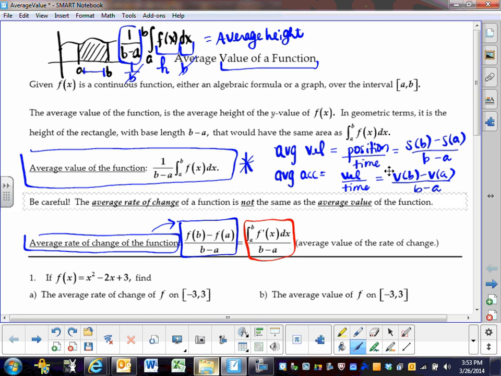Okay. So if I start with the position function, then average velocity is position over time. If I start with the velocity function, I have to go backwards from velocity to get position, and then I can divide that by b minus a. So then this would give me what I want for average velocity. If you watch the units, be careful of the units on your problems. That will usually help you to get the right answer.